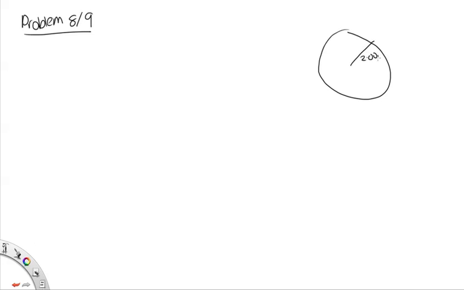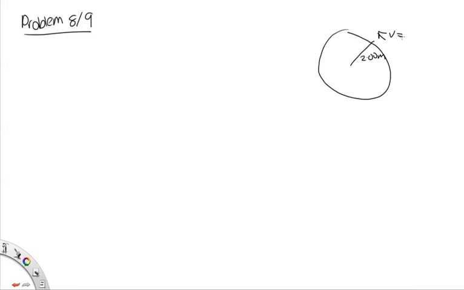Okay, now we're up to problem 8 for 1121 or 9 for 1131. In this problem we've got a ball going around a circular path. So the radius of this circle is 2.00 meters.